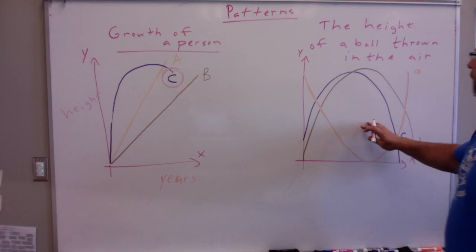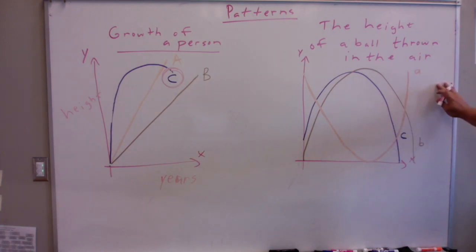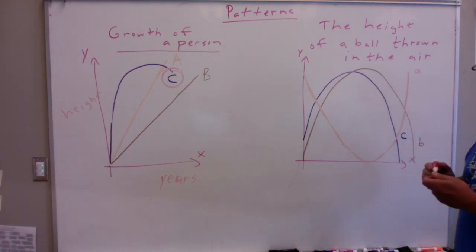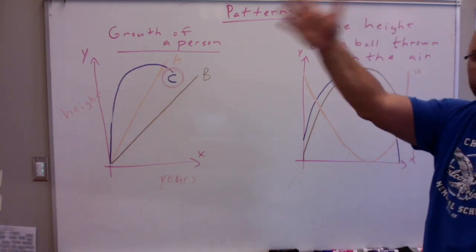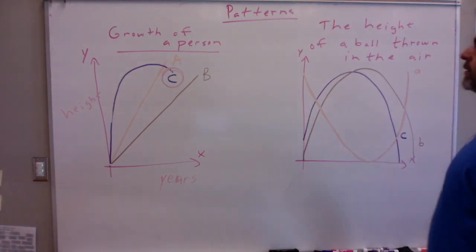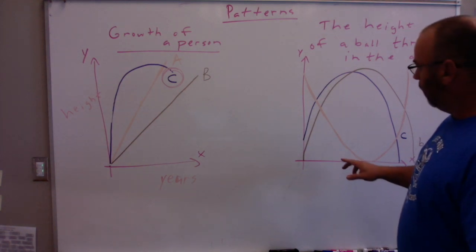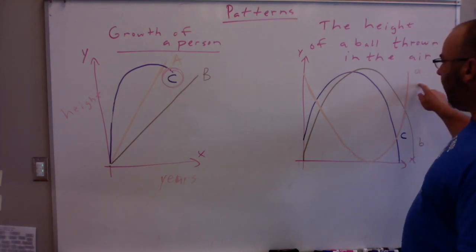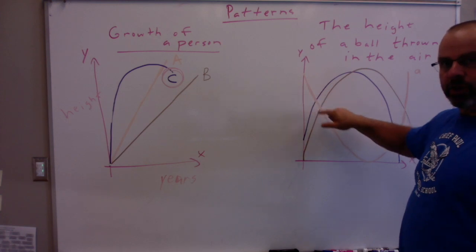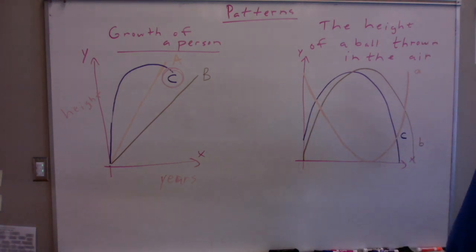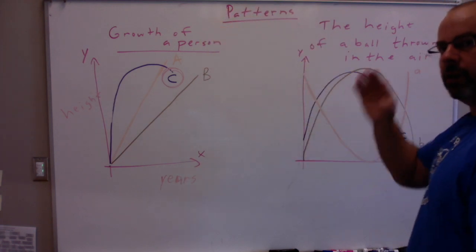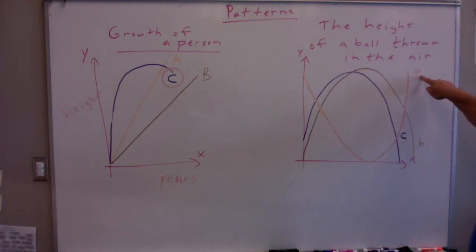Let's take a look at this one. The height of a ball thrown in the air. So let's say like Russell Wilson for the Seattle Seahawks is throwing the ball, right? He throws it up in the air, okay? Well, let's see here, A says that it actually goes down and then comes back up. Is that true? Does it go down before it comes back up? No, it actually goes up before it comes back down, so it's not A.